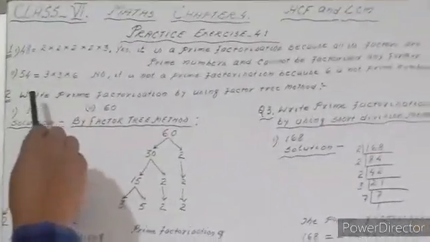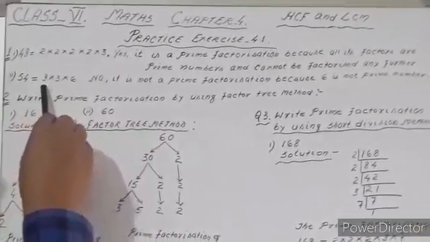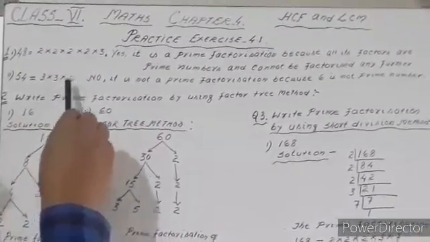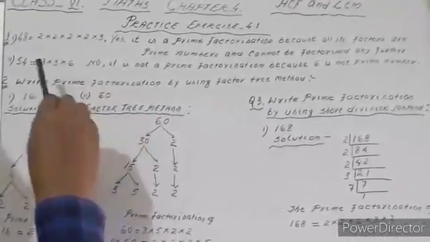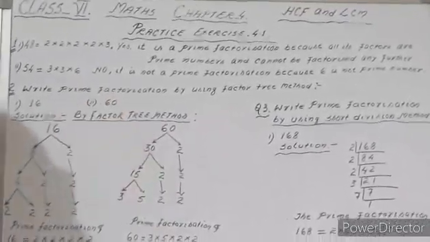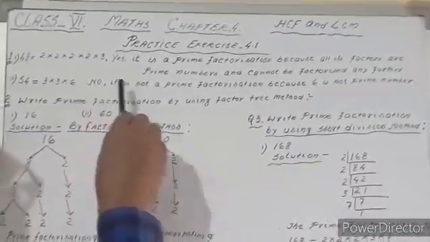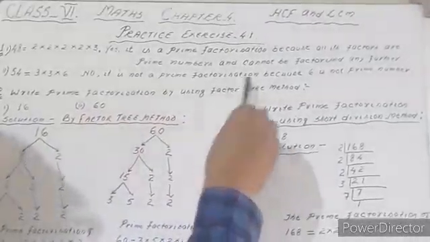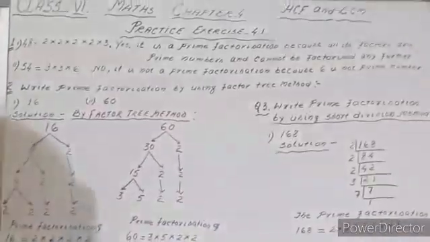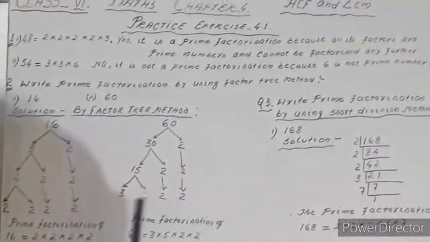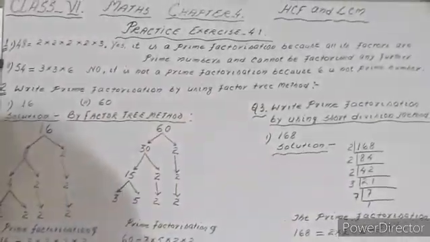Now another example I am taking is 54, which is written as 3 into 3 into 6. Here you see, 6 is not a prime number. So we say that the answer is no, it is not a prime factorization, because 6 is not a prime number. It can be further split into the prime factors 2 and 3. So as it is given over here, this is not a prime factorization.